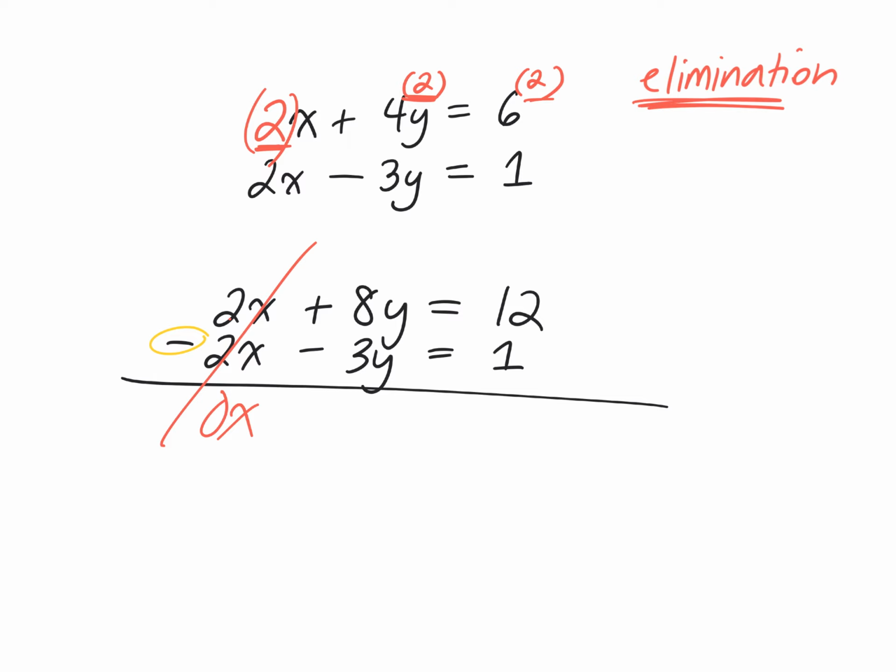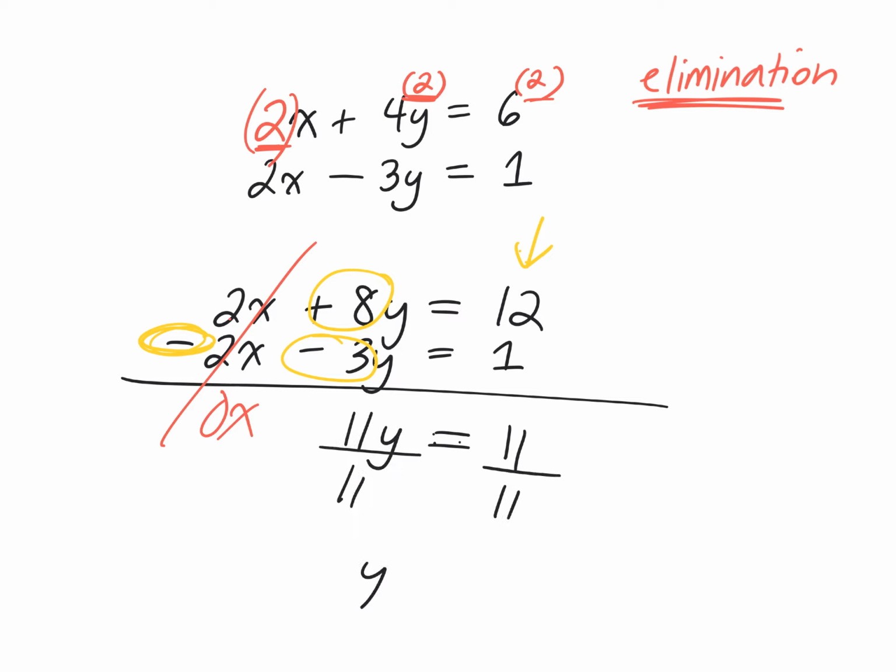Let's start here. 12 take away 1 is 11. Good. And then 8 take away negative 3? That's positive 11y. Good. I got the question right also. Okay, so what's y equal to? Y is equal to 1. Okay, good. So now we know y.